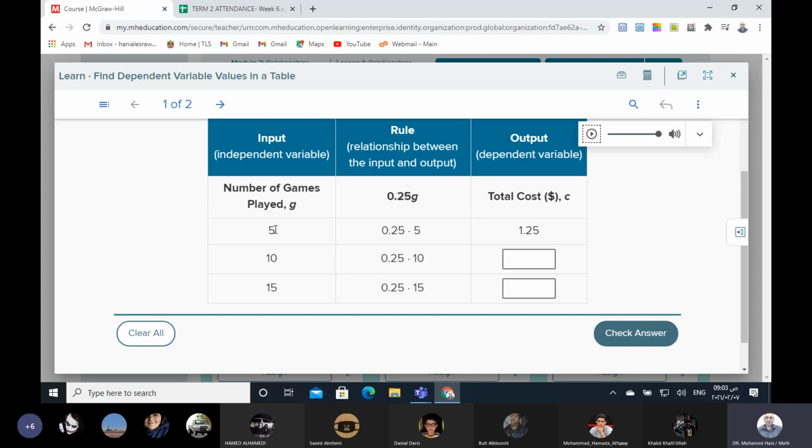So the input here is 5. The output will be what? 1.25. Right.